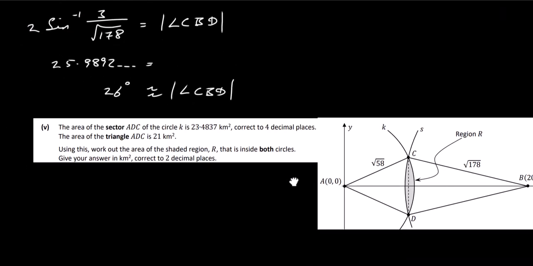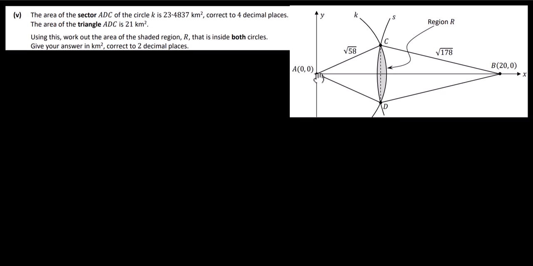Okay, next question then. The area of the sector ADC, so this sector here, is 23.4837 square kilometers, correct to 4 decimal places. The area of the triangle ADC, so this triangle here, is 21 square kilometers. Using this, work out the area of the shaded region, so this shaded region here in the middle, that is inside both circles. Give your answer in kilometers squared, correct to 2 decimal places.